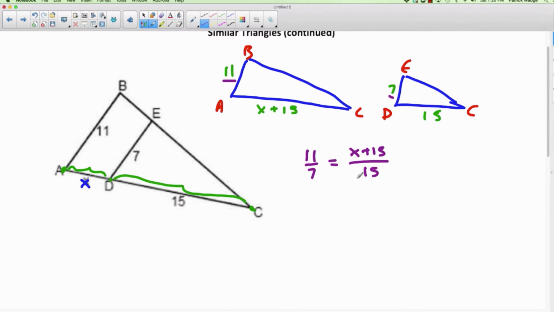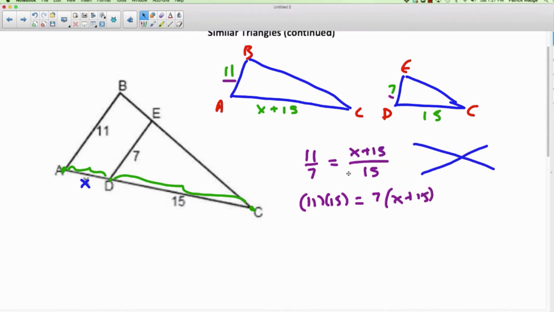You're going to multiply by the lowest common denominator. Or if you want, I'll give you a little cheat here. Remember cross multiplying? You can cross multiply here as well. What you do is you multiply these together, write down the answer, and multiply those together and write down the answer. So in other words, you're going to multiply 11 times 15, and you're going to multiply 7 times x plus 15. It's probably easier if I get rid of these blue lines now. Okay, so I did 11 times 15, there it is, and 7 times x plus 15.